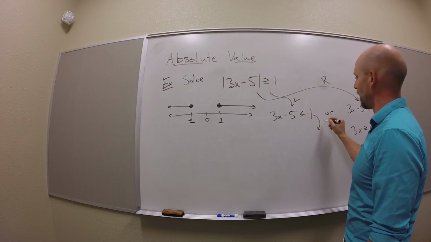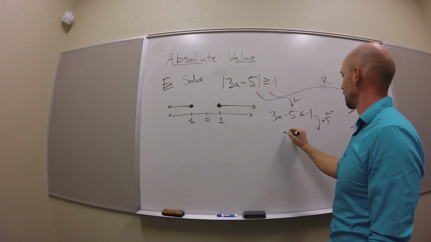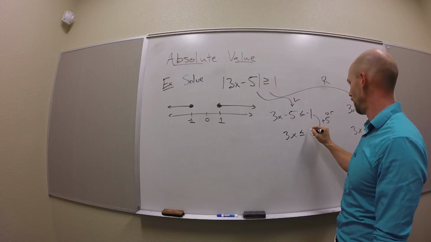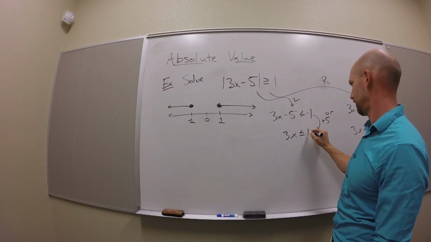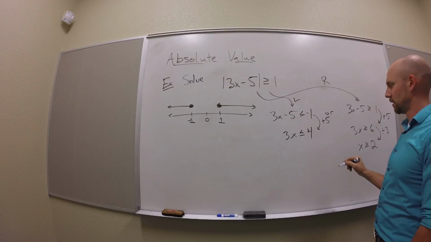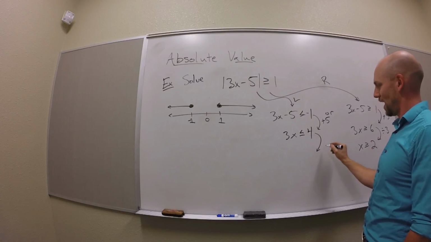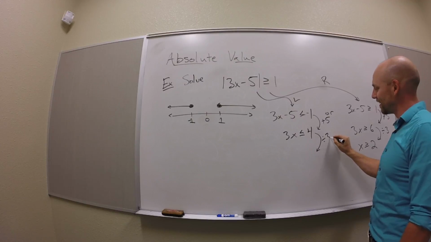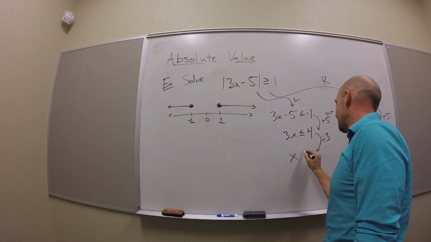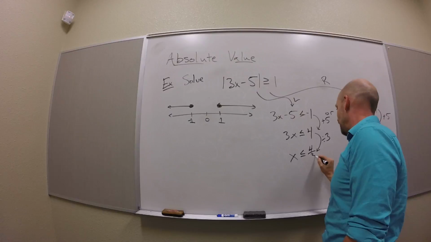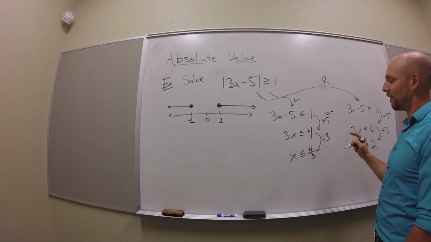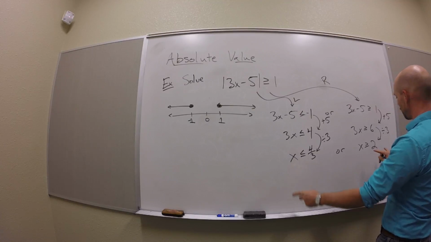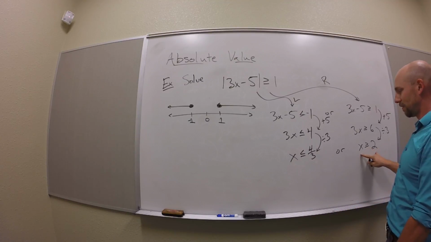Same deal over here. I'm going to add 5 to both sides. So I'm going to get 3x is less than or equal to, what? 4, I think? Uh-oh, fractions. Bad example. All right. Then I think I need to divide by 3. So I'll get x is less than or equal to 4/3, whatever the heck that is. So remember, this is either x is smaller than 4/3 or x is bigger than 2.